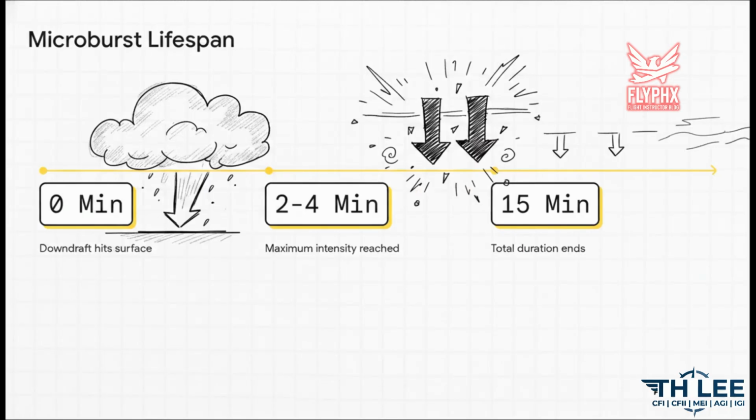Now, the one saving grace is that a microburst's lifespan is highly concentrated. The entire event usually only lasts about 15 minutes. Once it first hits the surface, it intensifies for about 5 minutes. Its absolute maximum, most destructive peak happens right in that tight 2 to 4 minute window. It hits hard, it hits fast, and then it completely dissipates.